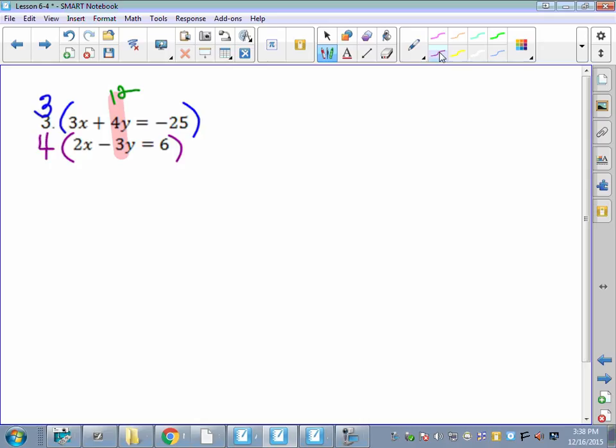So for the top equation, 3 times 3x is 9x. 3 times 4y is a positive 12y. I meant a y. And 3 times negative 25, don't forget that one, is a negative 75. If there's anything that I see people make goofs on, they forget to multiply the constant, or the number over there, by itself. Don't forget that part.